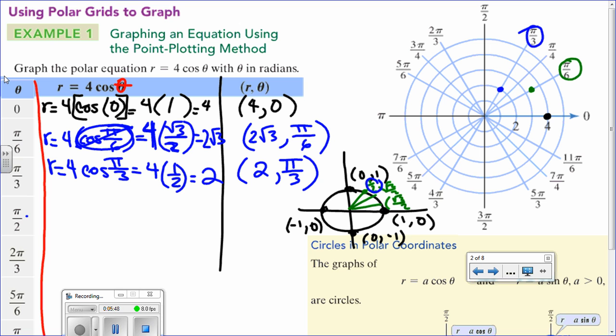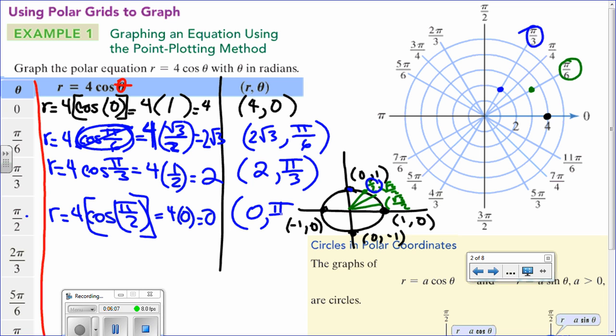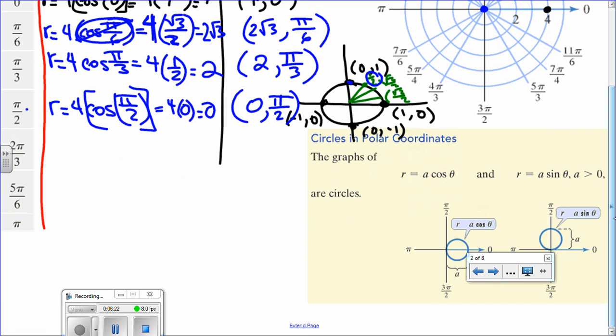The next angle is pi over 2, so this will be r is equal to 4 times the cosine of pi over 2. Now, what is the cosine of pi over 2? You can see it here on my unit circle. 0. So 4 times 0 is 0. So we're going to graph 0, comma, and the angle is pi over 2. That will be a point at the pole, which is like the origin in rectangular coordinates. Okay, so for the next one, let's go ahead and substitute.